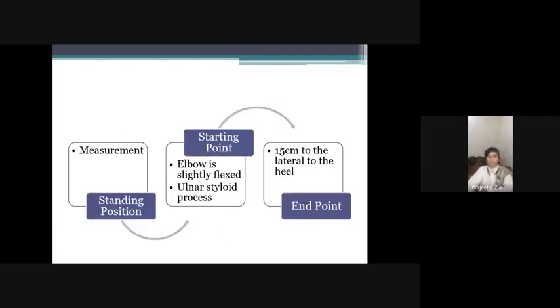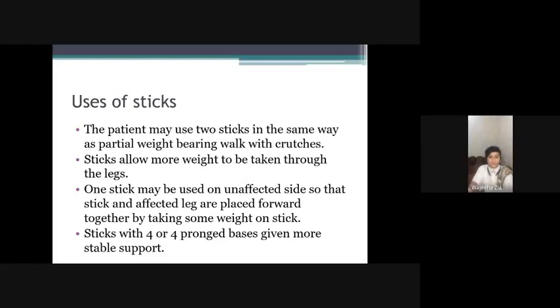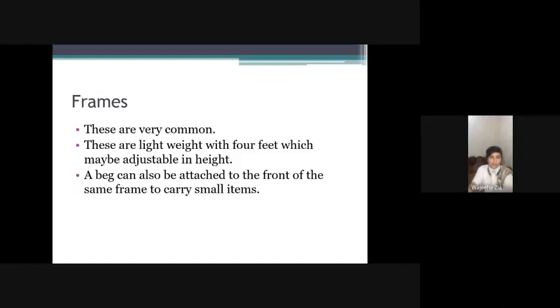The exact length of the stick can be measured with the elbow slightly flexed, starting from the ulnar styloid and ending 15 centimeters lateral to the heel of the shoe. In this way, you can see the patient will learn to walk with the help of the stick. It can be used for different patients. It will depend. You can use a single stick or a double stick. But if you are recommending two sticks, it's better to recommend a frame or some other device.